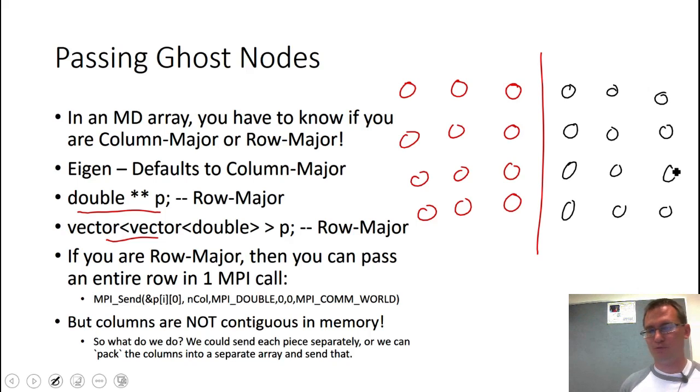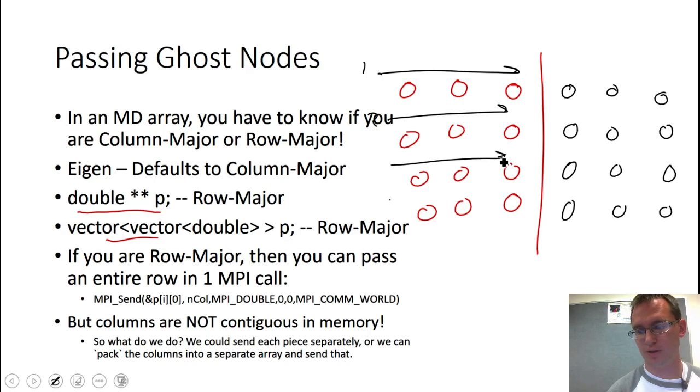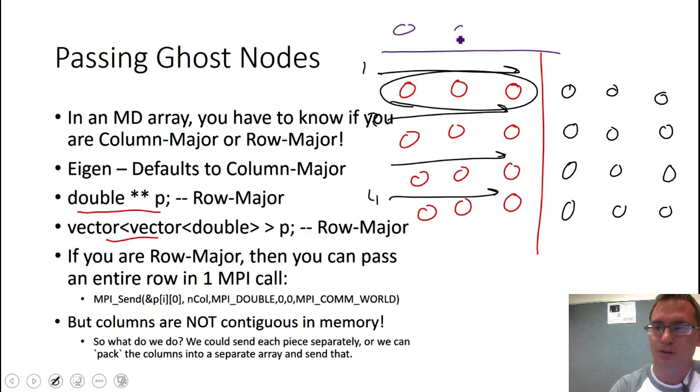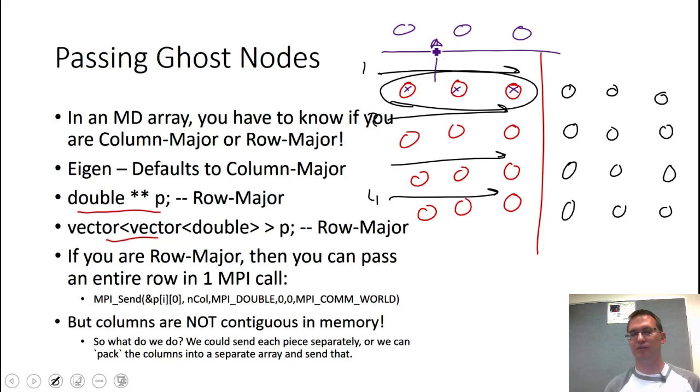So if we're row major, then in memory the data is stored like this. It goes 1, 2, 3, 4. If you're row major and you want to communicate this row here to the processor on top, I'm not going to draw all of him, but he needs to know these values, then you can just send an entire row in one go.